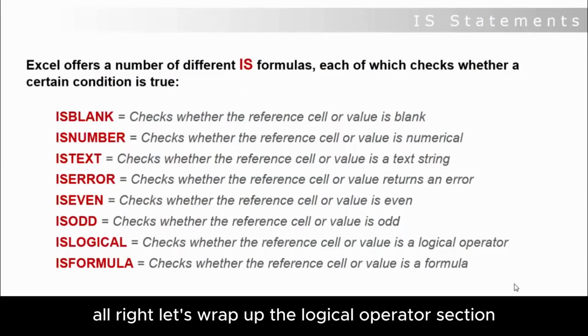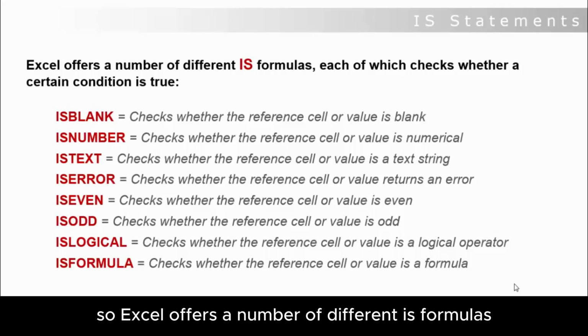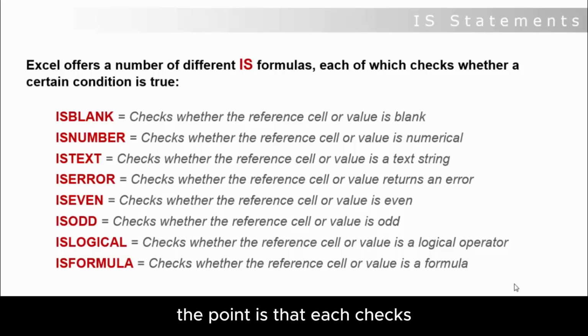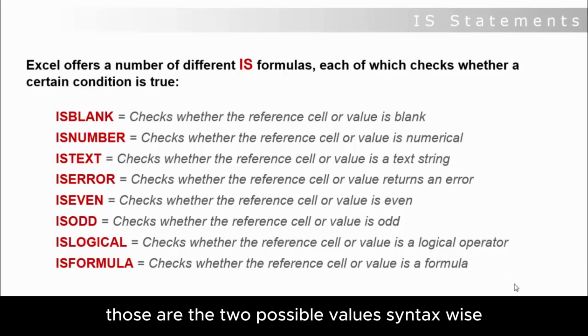All right, let's wrap up the logical operator section by talking about the IS statement. It's nice and easy. It's a good, simple one to finish on. So Excel offers a number of different IS formulas. The point is that each checks whether a very particular or certain condition is true. So when you type an IS function, you're just going to return either a true or a false. Those are the two possible values.